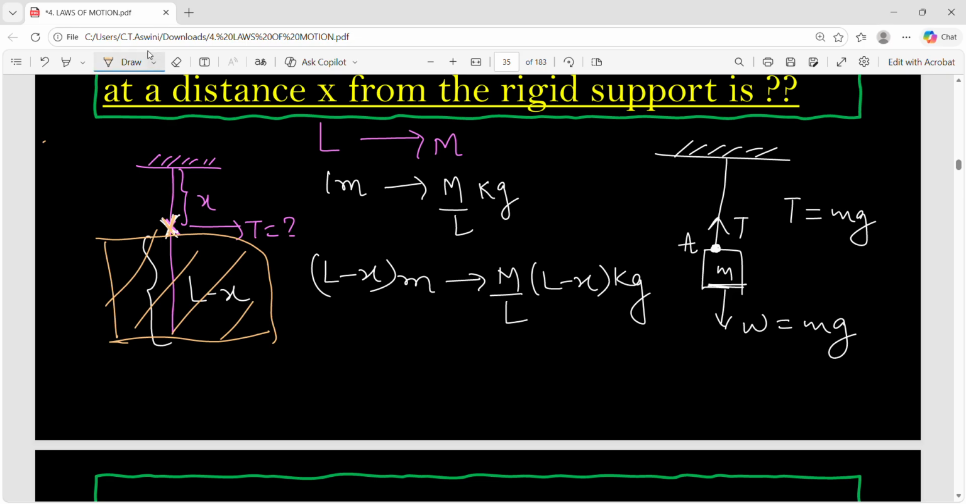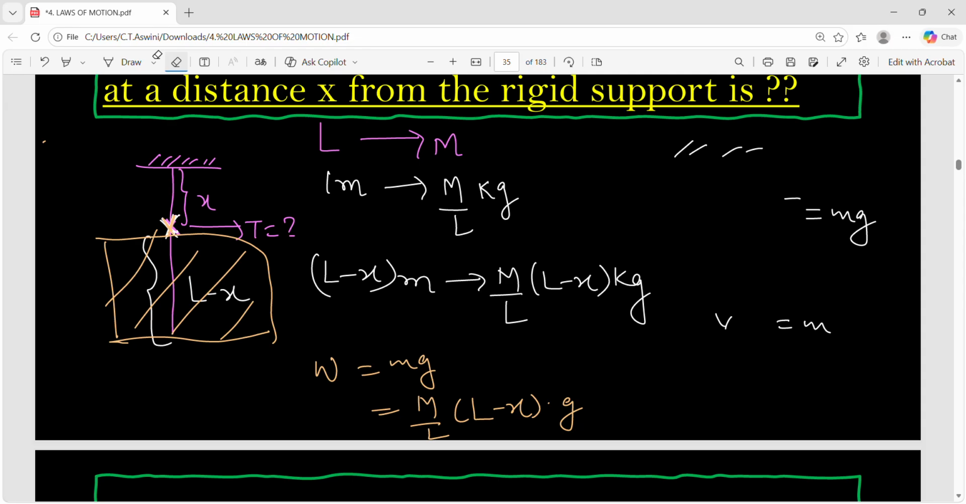And what is the weight of that block now? It is M into G. So mass is M by L into L minus x. This is the mass into G. So this is the weight, and this is also the tension. So tension is equal to what?